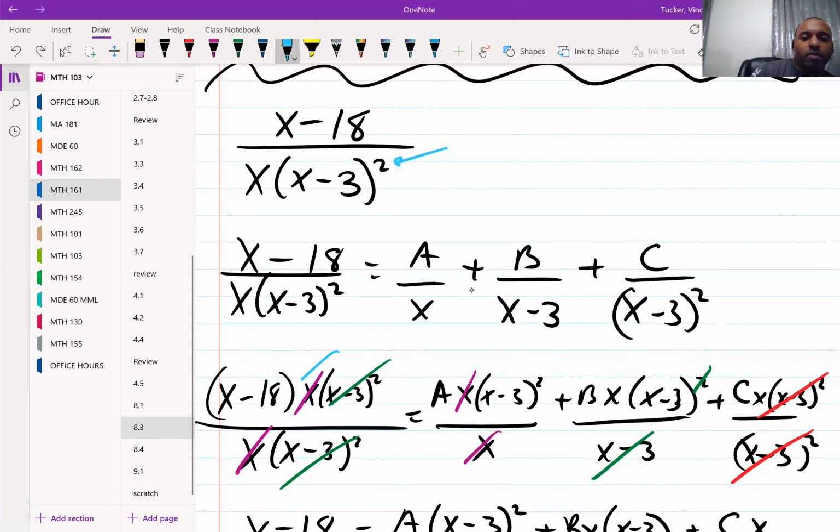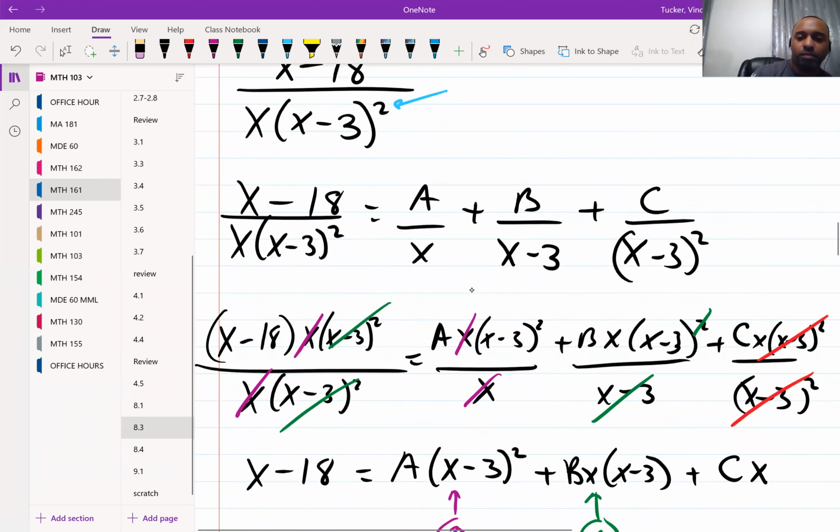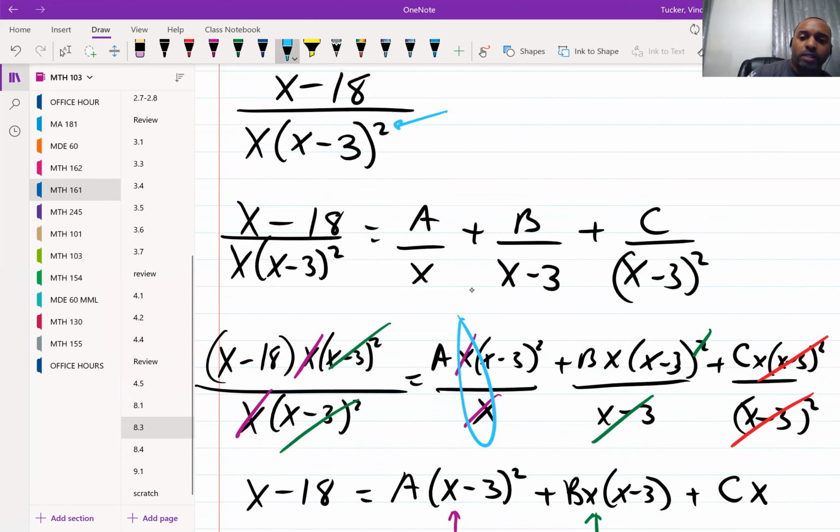All right, so here we see that all of this cancels, leaving me with just x minus 18. Here, x cancels, leaving me with a times x minus 3 squared. Here, only one of these x minus 3's cancels, so that leaves me with bx times x minus 3. And then here, the whole x minus 3 squared cancels, leaving me with cx.